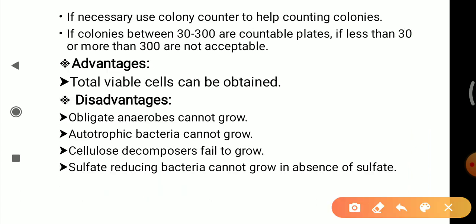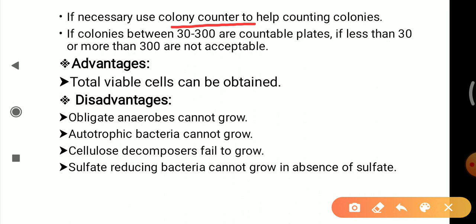If necessary, use a colony counter to help with colony counting. Whatever colonies are present in the plate, we can count with the help of a colony counter. Plates with 30 to 300 colonies are countable. If fewer than 30 or more than 300, they are not acceptable. We only consider plates with colonies between 30 and 300.